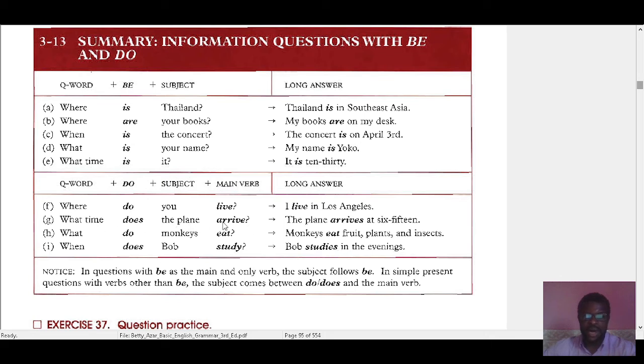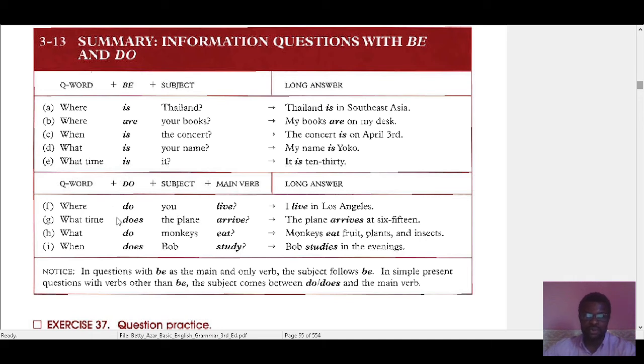What time does the train arrive? The plane arrives at 6:15. See, what time does? We're using does because the plane, if I don't want to say the plane, what is the pronoun I'm supposed to use for the plane? It is supposed to be it. So when we have it, he, and she, we use does. But when we've got our pronoun I, you, we, they, we use what? Do.